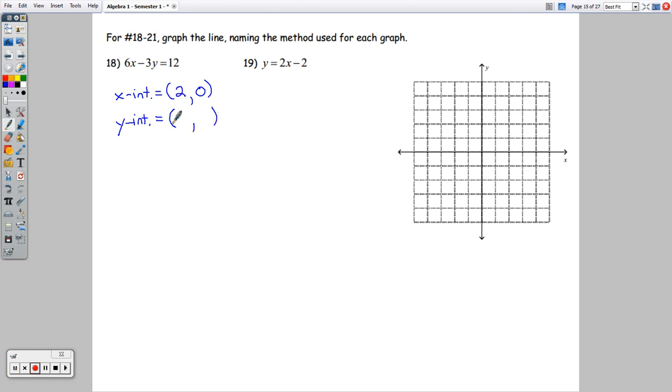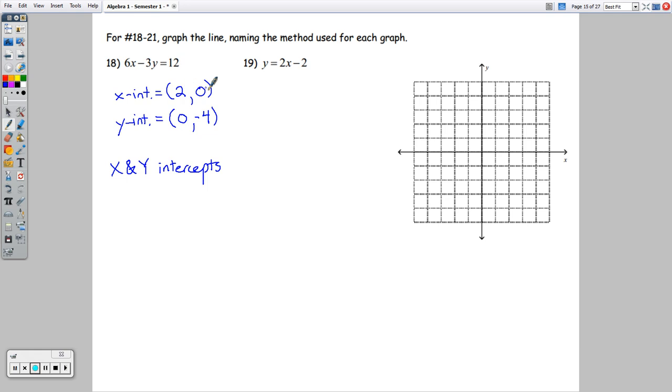For the y-intercept, that's where x equals 0. So if you plug in 0 for x, that part goes away. -3 times -4 equals 12. You could divide by -3 if you needed to help you figure that out, but this would be -4 right there. And so x and y intercepts, I think it's pretty clear that that's the method we used right here, but I'll just write it for the sake of clarity. So x and y intercepts is the method we used.